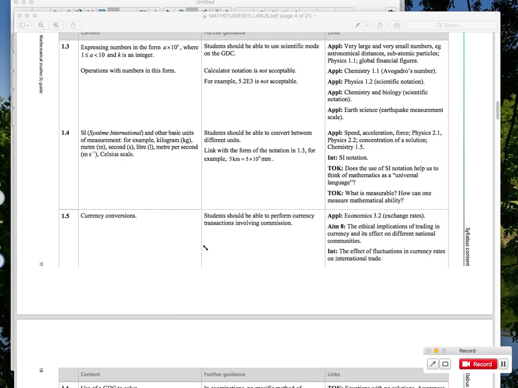this is 1.5. Is problems where we change from different currency, and it's clearly stated here that students should be able to perform currency conversions involving commission. So you are expecting definitely problems with commission.